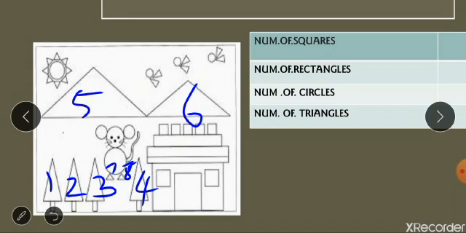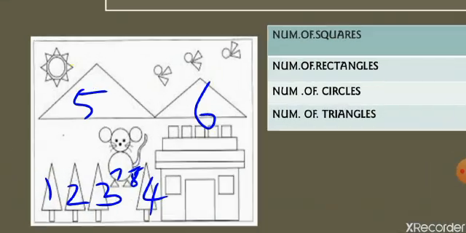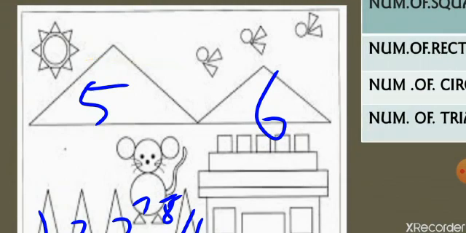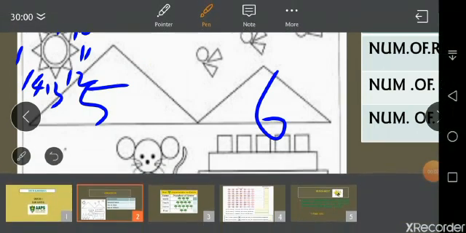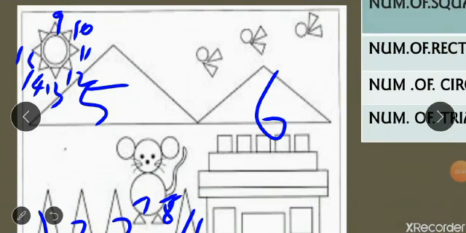Let's come to the shape of the sun. We just see the sun alone. So how many triangles are made with the sun? After the 8 you have 9, 10, 11, 12, 13, 14, so now 14, after that 15, 16.